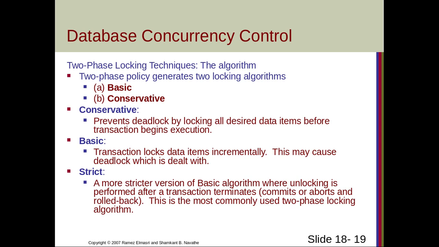Two-phase policy generates two locking algorithms: basic mode and conservative mode. In conservative mode, it prevents deadlock by locking all desired data items before the transaction begins execution. That means, suppose that you have three variables X, Y and Z. You have to acquire the locks of those. So in conservative mode, before starting the transaction, you have to acquire all the locks. So that is called conservative.